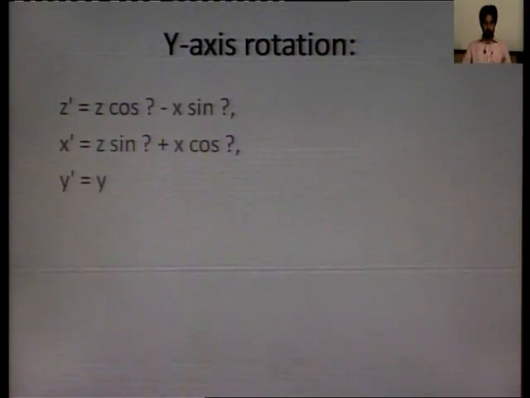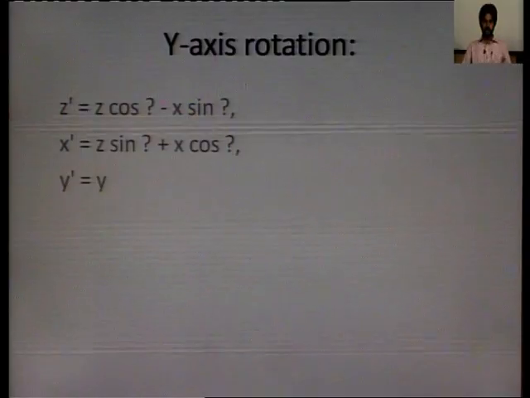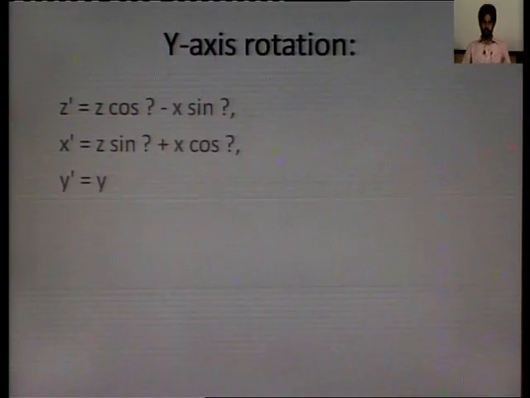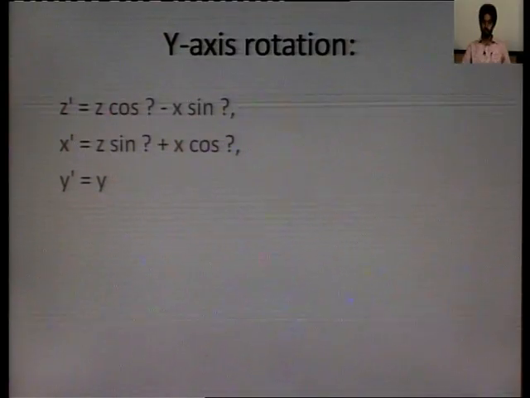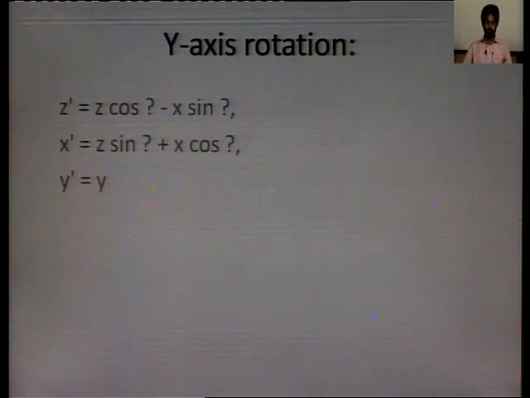This is y axis rotation: z dash equal to z cos theta minus x sin theta, x dash equal to z sin theta, or any symbol we can use here, plus x cos theta, and y dash equal to y.